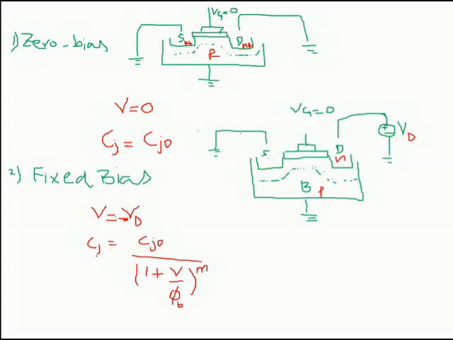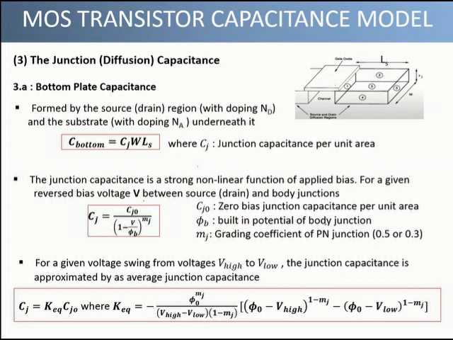In this situation, the junction capacitance is equal to Cj naught, where Cj naught is the junction capacitance under zero bias condition, divided by (1 plus V, where V is the reverse bias voltage across the junction, divided by phi B) to the power M, where phi B is the built-in potential of the body junction and M is the grading coefficient of the PN junction. Both of them are fixed technological parameters.